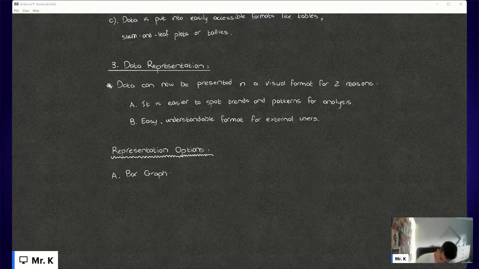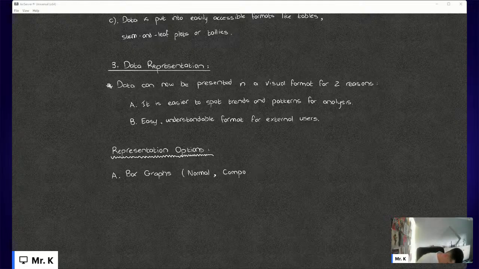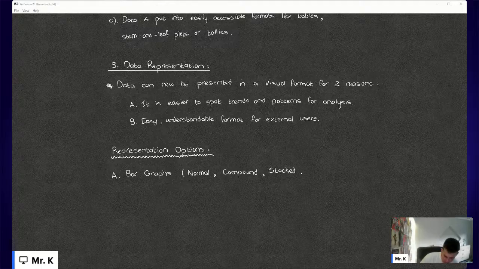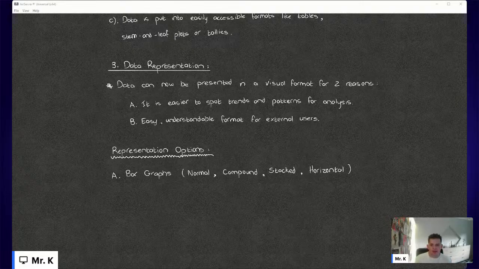and there are many variations, right? We can talk about a normal bar graph. We can talk about a compound bar graph. And some of these you guys might not know just yet, and it's okay. We are going to take some time to understand them, right? Compound bar graph, we get a stacked bar graph, and technically we have a horizontal bar graph. Right. So there are many variations of the same kind of graph.